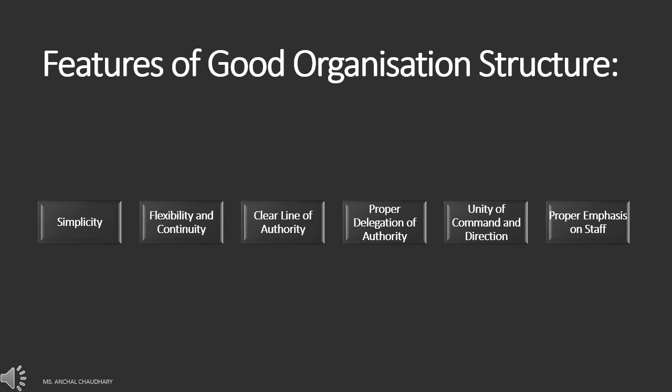Next is clear line of authority. There should be a clear line of authority, like whom you have to report your work. आपको किसको जाके रिपोर्ट करना है that what exactly you have done and who can give you the order. So there should be a clear line of authority. Next is proper delegation of authority.